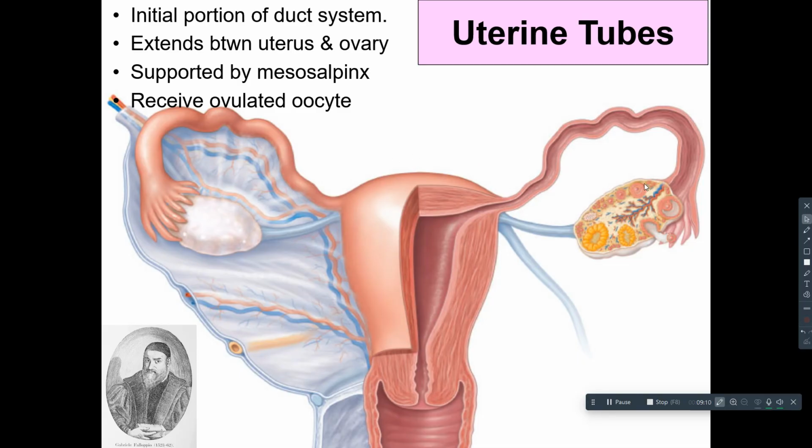So the fallopian tube runs from the ovary to the uterus, but is not physically part of the ovary. The portion of the broad ligament supporting the fallopian tube is called the mesosalpinx. The word salpinx means trumpet because somebody thought it had a trumpet sort of look to it. And as we said, the ovulated oocyte is received by the fallopian tube.